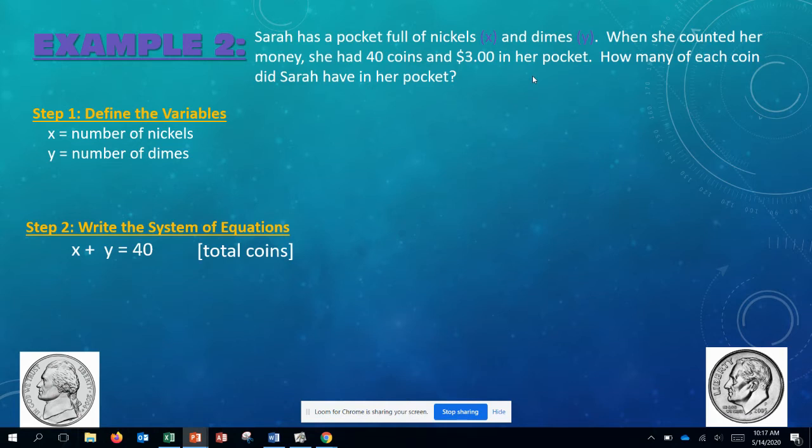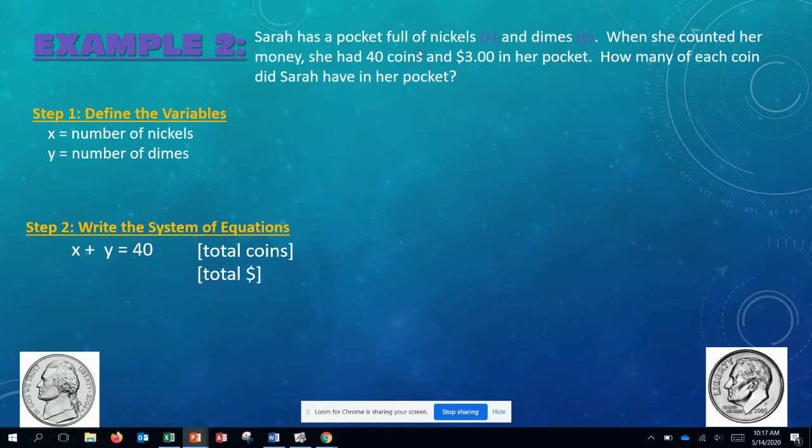And then we can do the same thing with the $3 in her pocket. Except now we have a situation. Well, in the last problem we had how much each ticket was worth. Do we have how much each nickel and dime are worth? Yes, because we know a nickel is 5 cents and a dime is 10 cents. So when we write that second equation, we are going to use those two values. So our total amount of money has to be $3, has to be how much we have in nickels and how much we have in dimes.